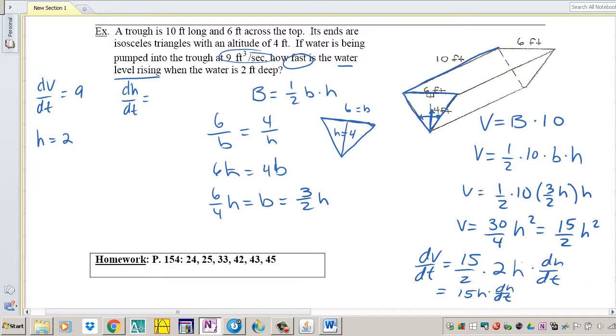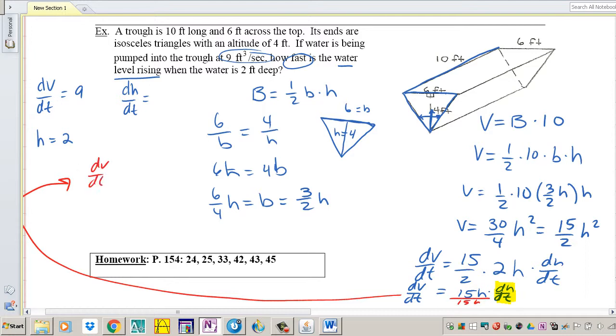Now let's go back to the problem again. What is the problem asking for? The problem is asking for how fast the water level is rising, which is dh/dt. So I'm trying to solve for dh/dt. That means 15h has to go. In order for me to get rid of 15h, I divide by 15h on both sides, so that I get dV/dt over 15h is equal to my dh/dt. Now I can plug in everything that I know and I'll have my answer. So it's 9 over 15 times 2, which is the same thing as 9 over 30, or you could say 3 over 10 is equal to dh/dt.